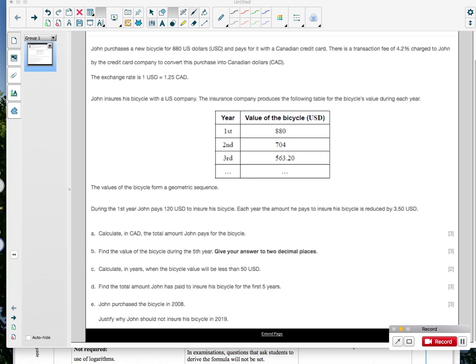First, calculate in Canadian dollars the total amount John pays for the bicycle. Second, find the value of the bicycle during the fifth year. Give your answer to 2 decimal places. Notice it's in bold. It's going to be in bold in the actual exam. C. Calculate in years when the bicycle value will be less than $50 US dollars. D. Find the total amount John has paid to insure his bicycle for the first 5 years. And notice what is the total amount. E. John purchased the bicycle in 2008.